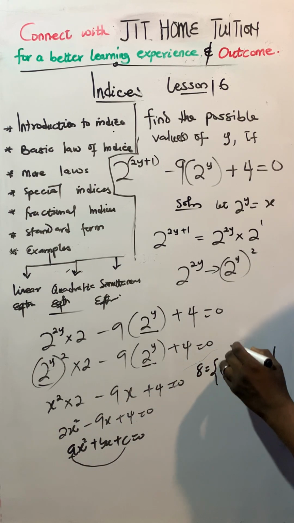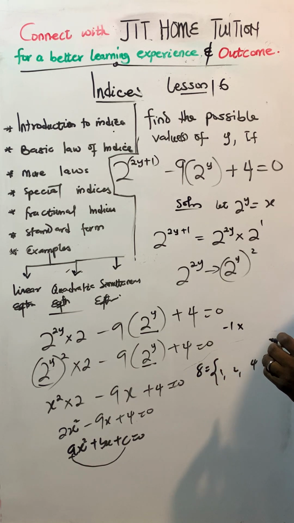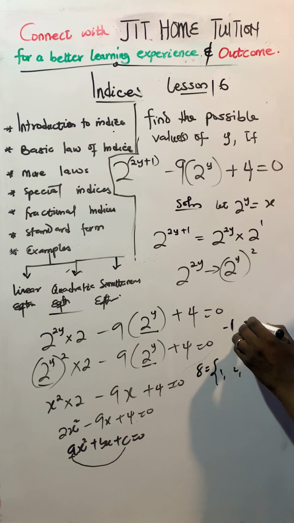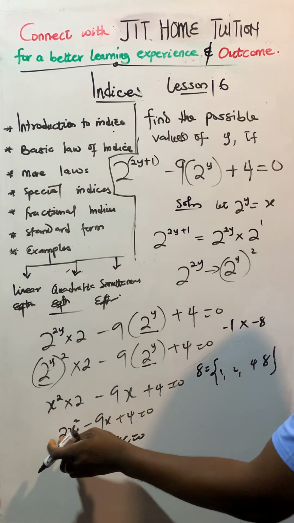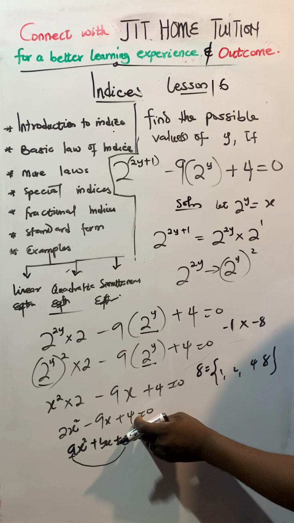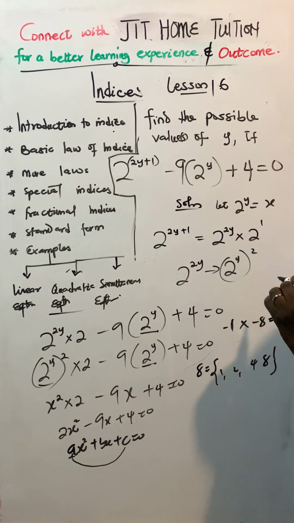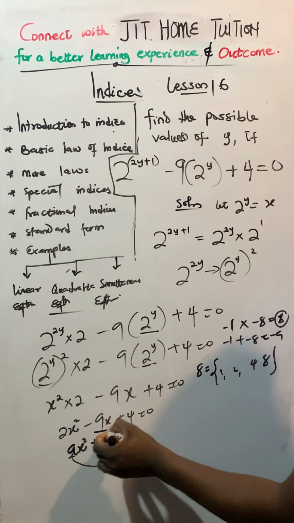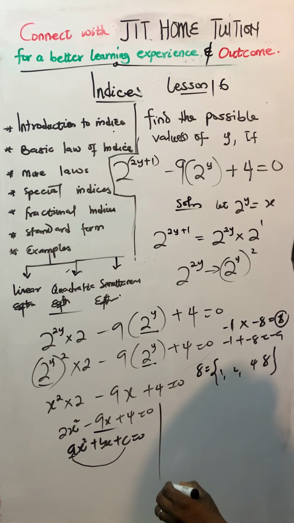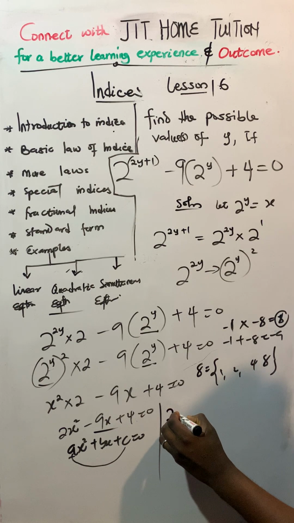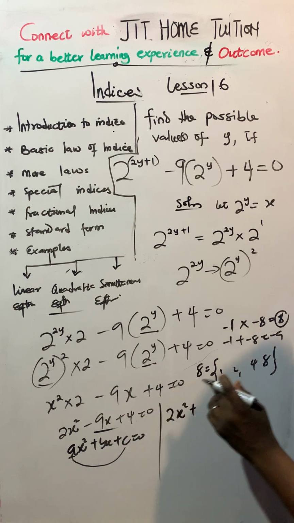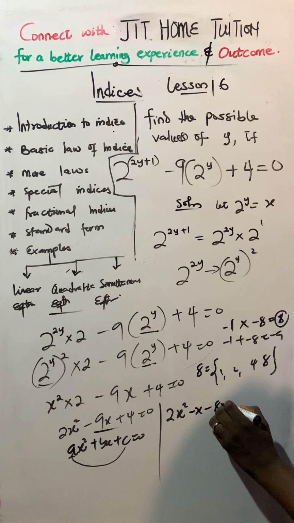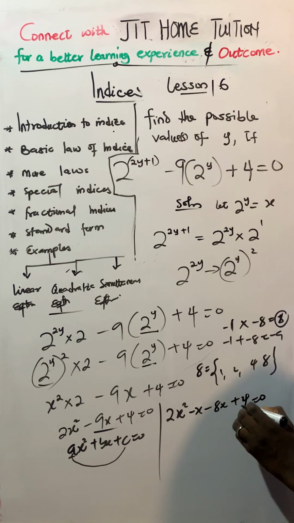So it is going to be 1 times -8. That is -8, okay, so that will give you +8. All right, then -1 plus -8 will give you -9, which you have here in the middle. So you are going to replace it, and that will give you 2x squared, sorry, it's not supposed to be plus, minus x minus 8x plus 4, all equal to 0.